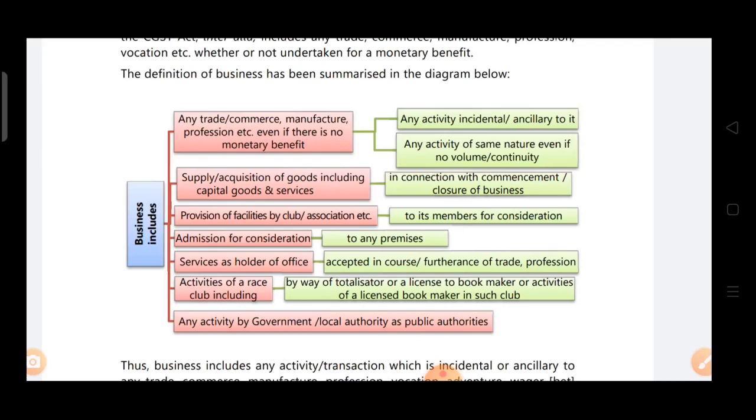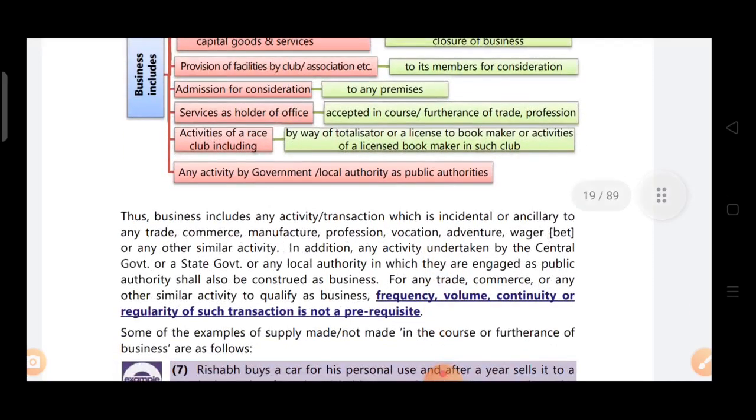Now any activity by the government or local authorities as public authorities is included in the definition of business. Thus, business includes any activity or transaction which is incidental or ancillary to any trade, commerce, manufacture, profession, vocation, adventure, wager, that is a bet, or any other similar activity. In addition, any activity undertaken by the central government, state government or any local authorities in which they are engaged as public authorities shall be considered as business. For any trade, commerce, or any other similar activity to qualify as business, frequency, volume, continuity, or regularity of such transactions is not a prerequisite.